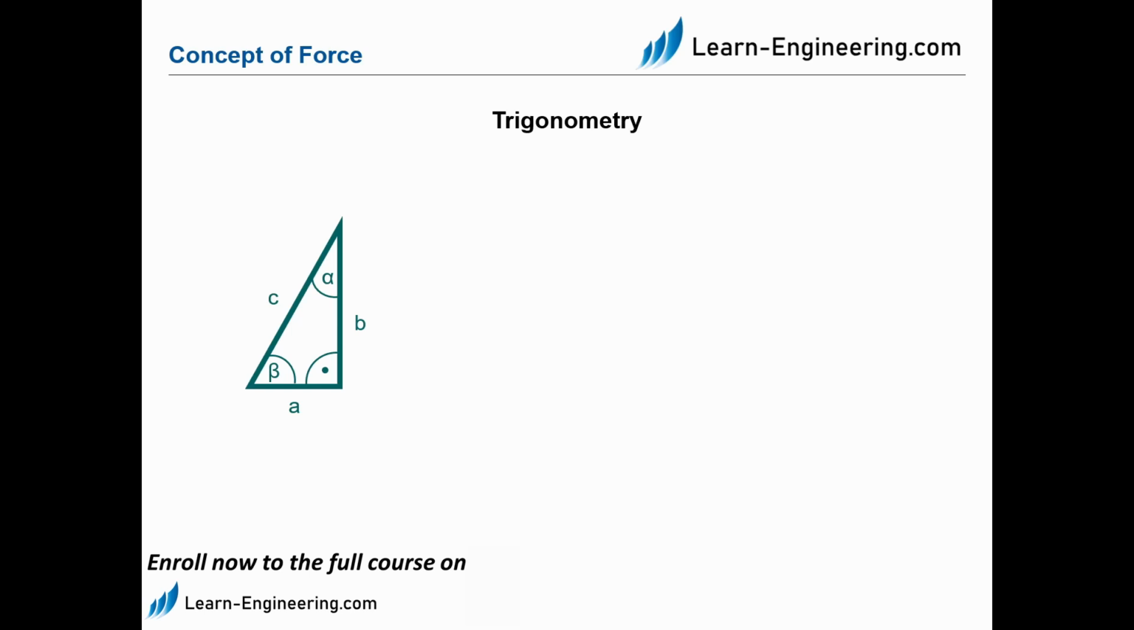The sides of the triangle have different names in trigonometry. We can take one of the two non-right angles to designate the sides. If we take the angle beta as the base, then the side a, that is the side adjacent to the angle beta, is the adjacent. The side b in this case is the opposite, and the side c, that is the side opposite the right angle, is always called the hypotenuse.